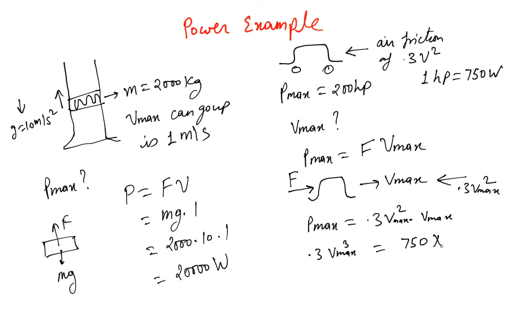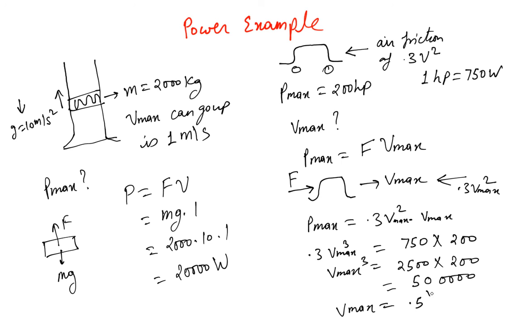750 multiplied by 200, right? That is the power the car has, and that gives us V max cubed equals 2500 multiplied by 200, which is the same as 50,000. So V max turns out to be, if you do a small calculation, 0.5 to the power 3 multiplied by 100 meters per second. That's a lot of speed. But probably we did not take a realistic value of air friction.